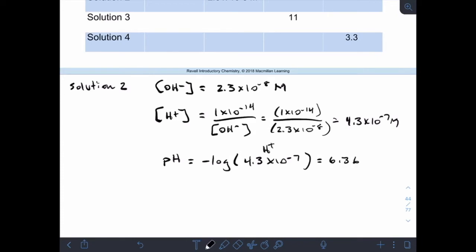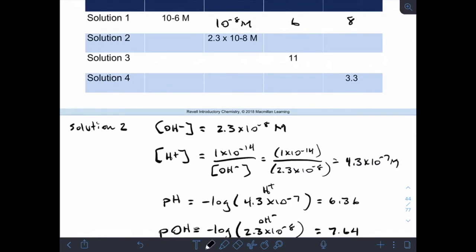Okay, so since I know both the OH minus and the H plus, I'm going to calculate pOH a different way. Now I could just say 14 minus the pH to get the pOH, but I'm going to show you that there are multiple ways to go about this stuff. I can calculate the pOH the same way I did the pH and say the negative log of the OH. Okay, this is the OH concentration. And we find that that is 7.64.